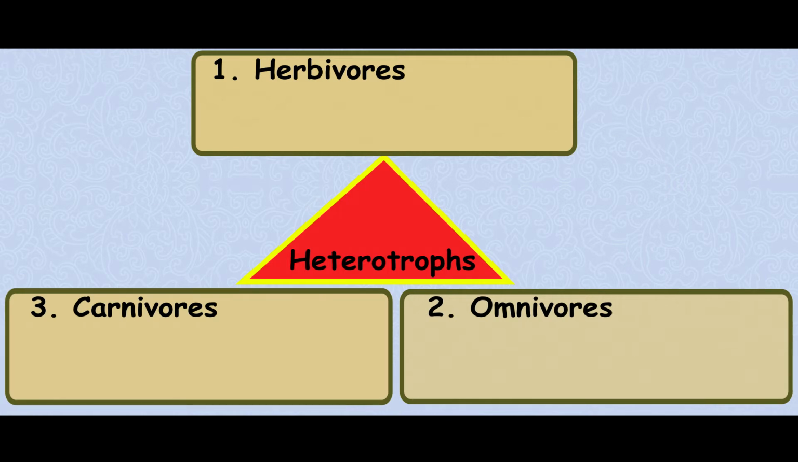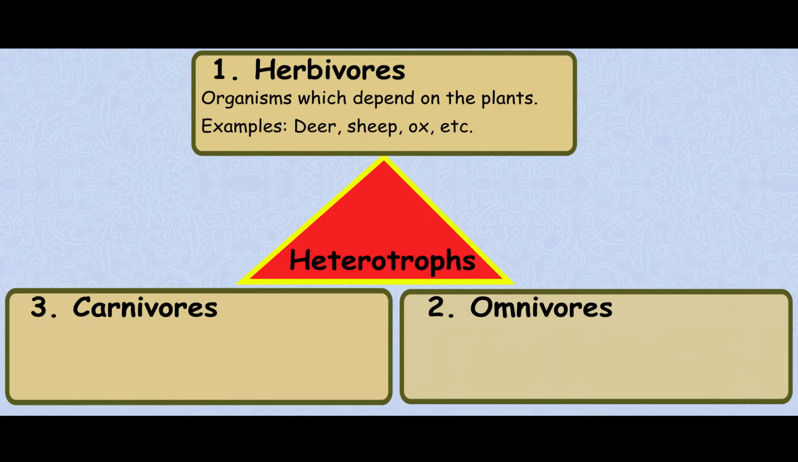Now, what do you think could be herbivore? I'm sure you might have seen a cow. Cow is an example of herbivore. So what could be the definition of herbivore? Herbivores are those organisms which depend on plants. Can you think of some animals besides cow which feed only on plants? Okay, so you have deer, you also have sheep, then there is ox which feeds on plants. Such animals are called herbivores.